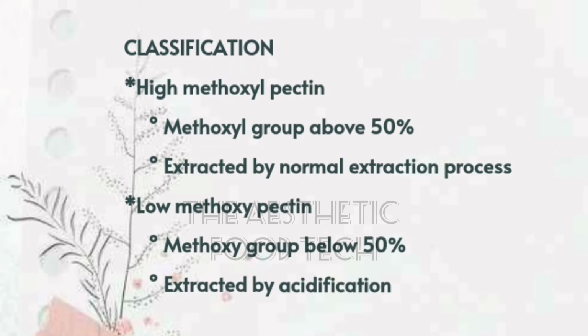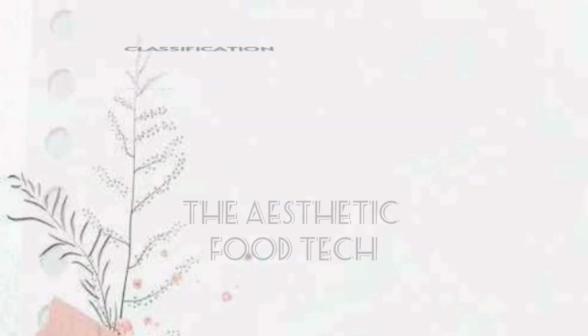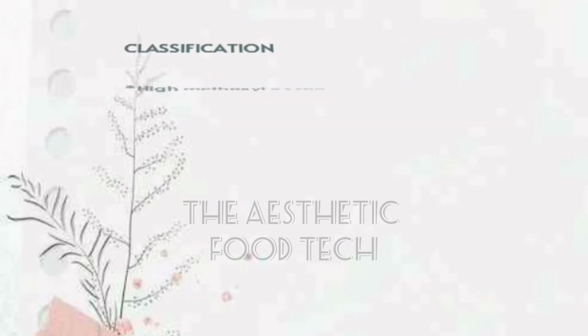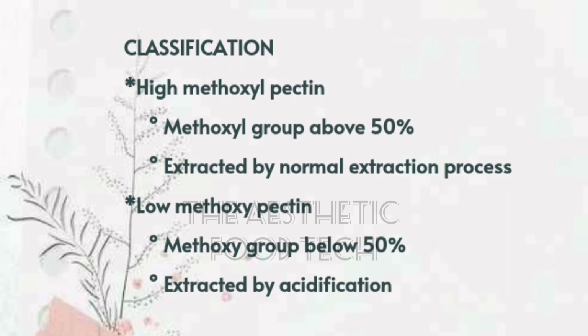Classification of pectin. As mentioned before, pectin can be classified based on degree of esterification or degree of methoxylation, and the classification is high methoxyl pectin and low methoxyl pectin. In high methoxyl pectin, about 50% or more methoxyl group is present, and this can be extracted by normal extraction process. But in low methoxyl pectin, the methoxyl group content is below 50%, and for its extraction we need acidification.